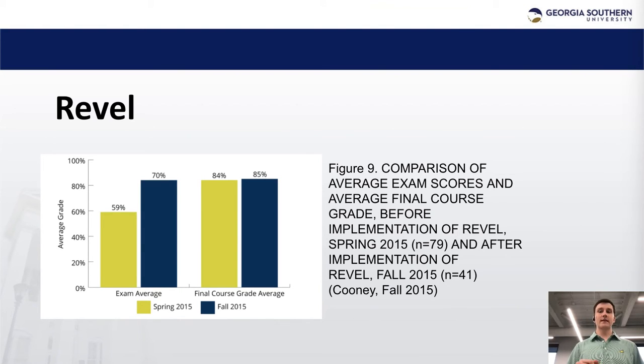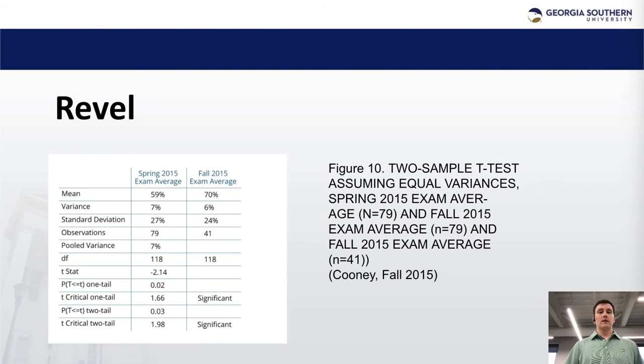Figure 9 shows that the average Revel grade increased from 59% to 70% from spring of 2015 to fall of 2015 for students who used Revel. In Figure 10, we see a two-sample t-test. So a t-test measures whether the means of two groups are statistically different.